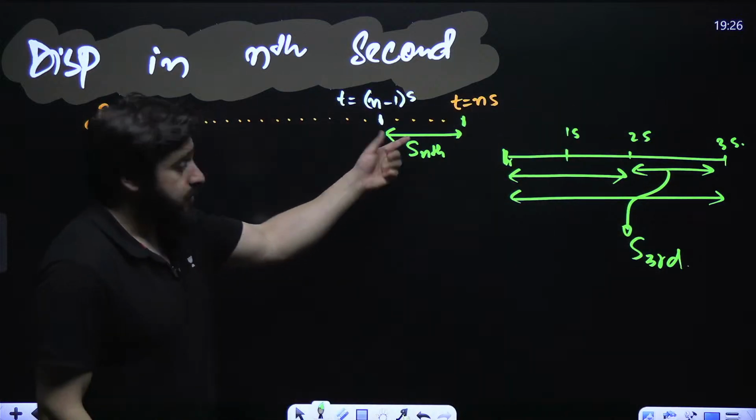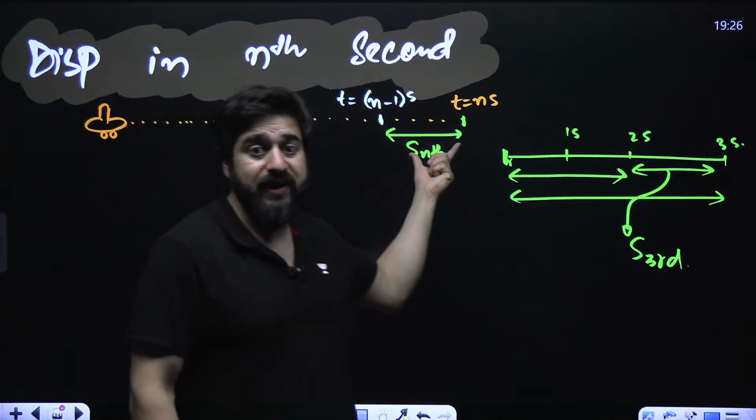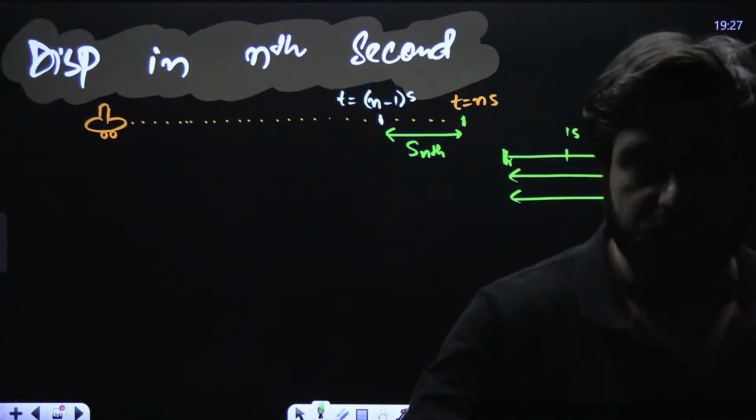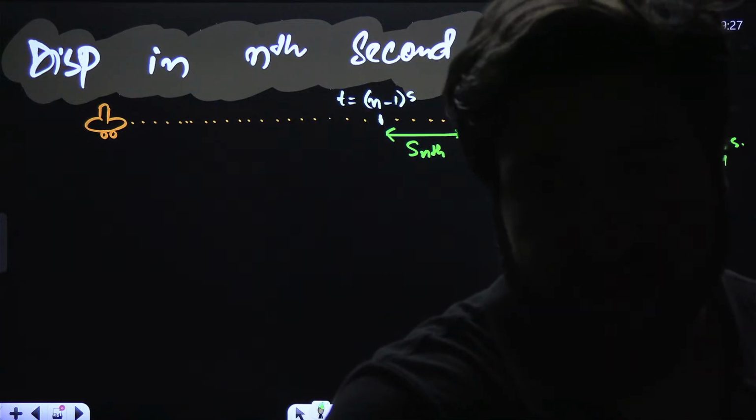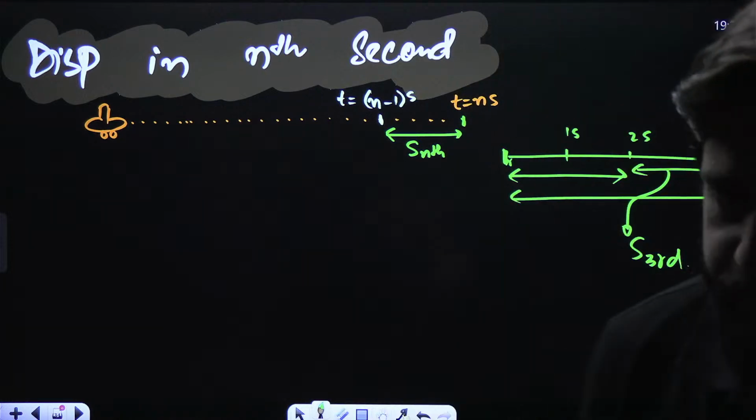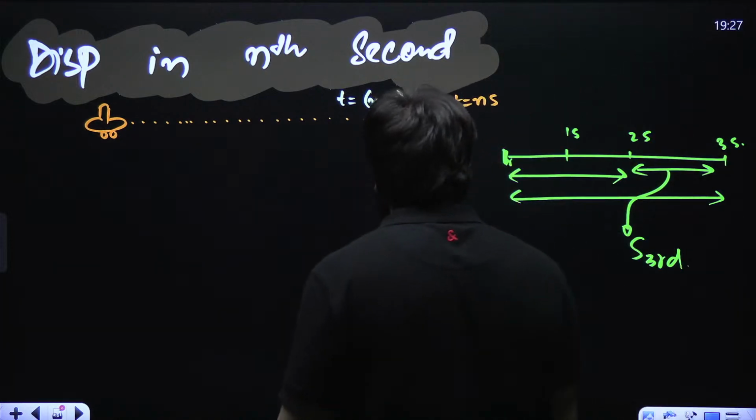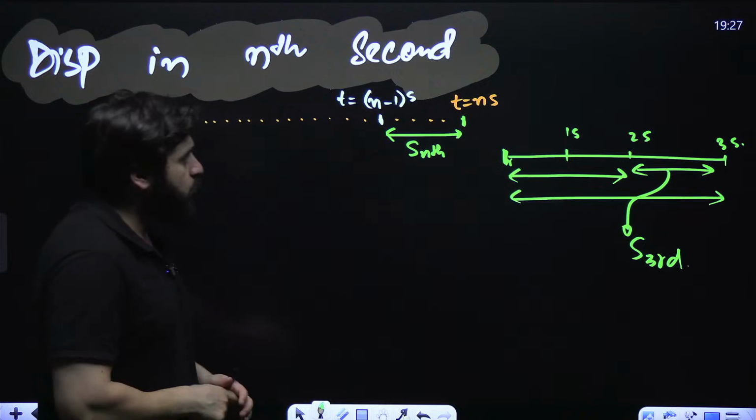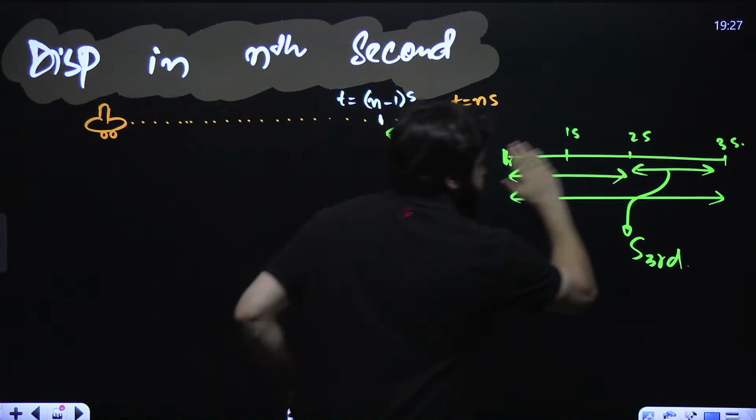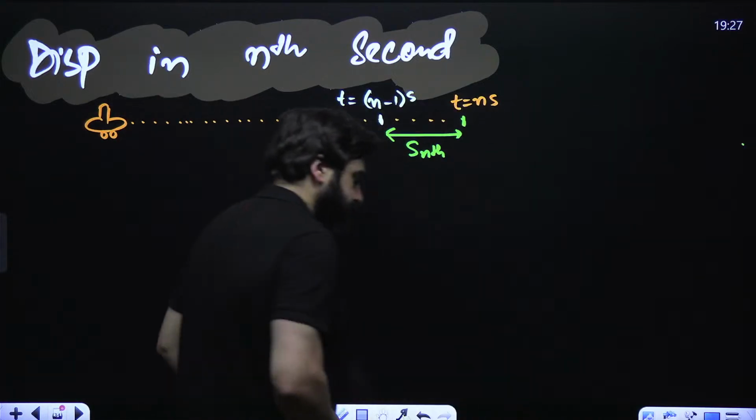Same over here. This is what we call the displacement in the nth second. We have to find this displacement in the nth second. Guys, see, how do we find it?